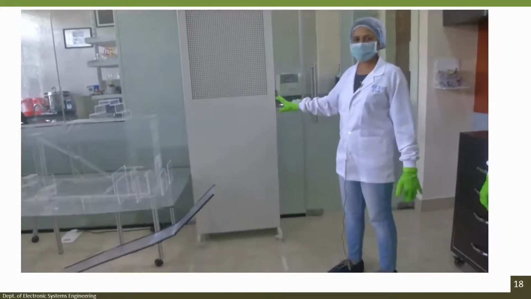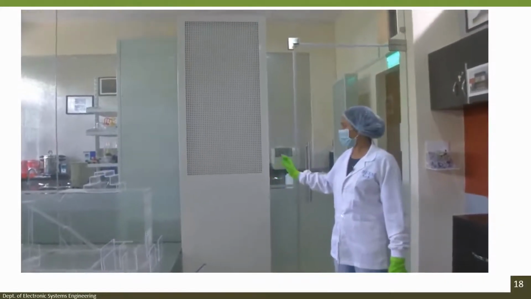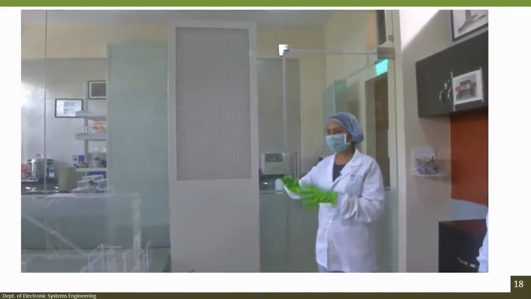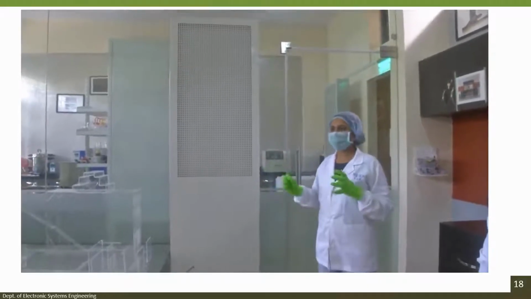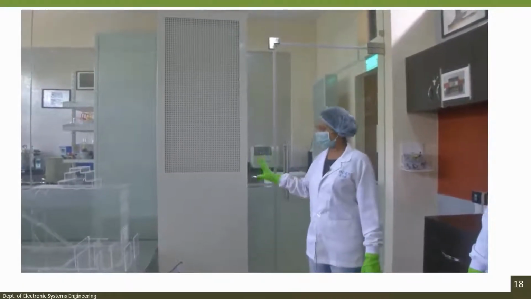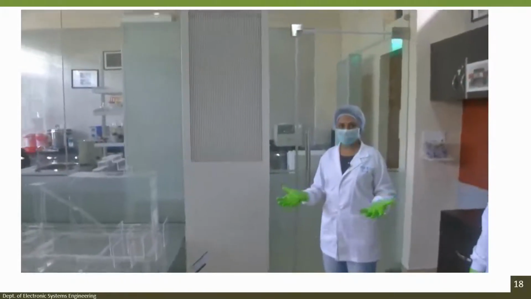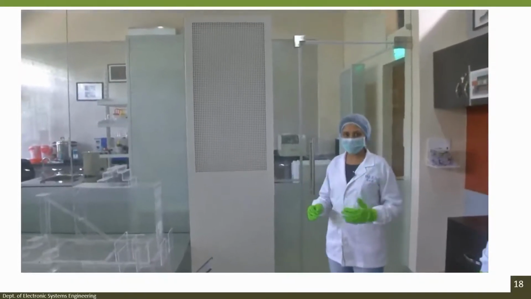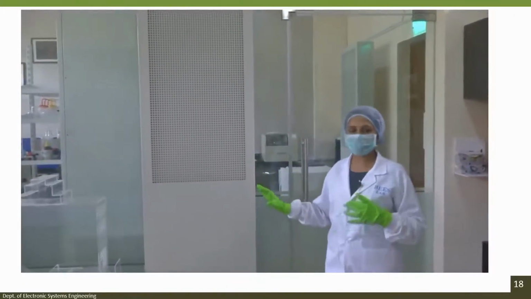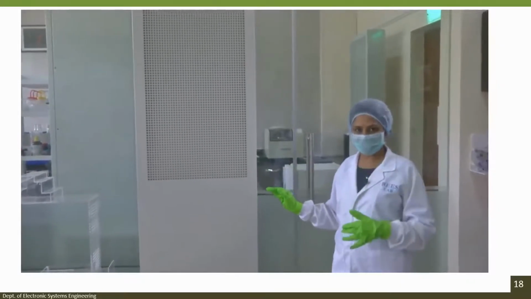There are different types of filters, the EPA, ULPA, HEPA filters, again based on their efficiency and depending on the type of environment and the usage. So here we have HEPA filters. The main purpose of using this is to reduce the particulate count. A controlled environment inside the clean room is maintained just because of these filters. It is going to maintain the temperature, the humidity levels, as well as the particulate contamination.